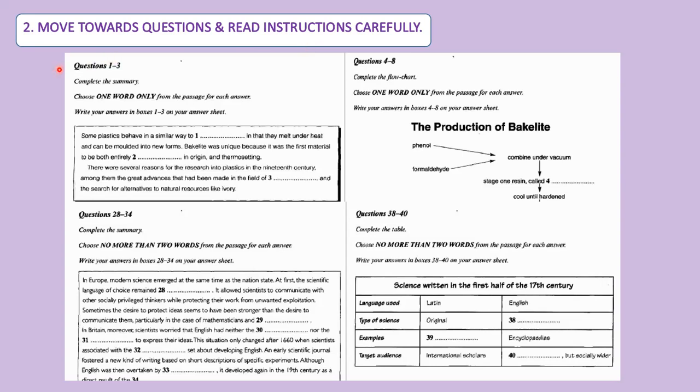I have to proceed toward the questions. Here I can see questions 1 to 3. The instruction says complete the summary. All right, fine, I have understood. This is a summary. Choose one word only from the passage for each answer. Okay, that means I have to select only one word from the passage to write down the answer over here in these blanks.